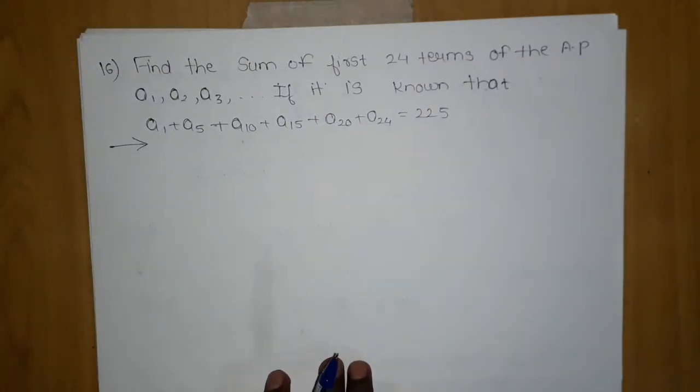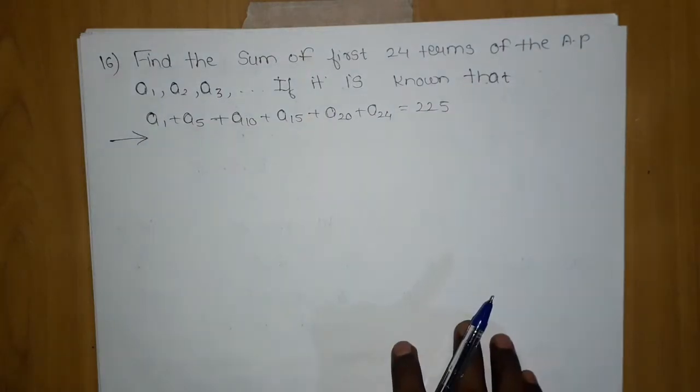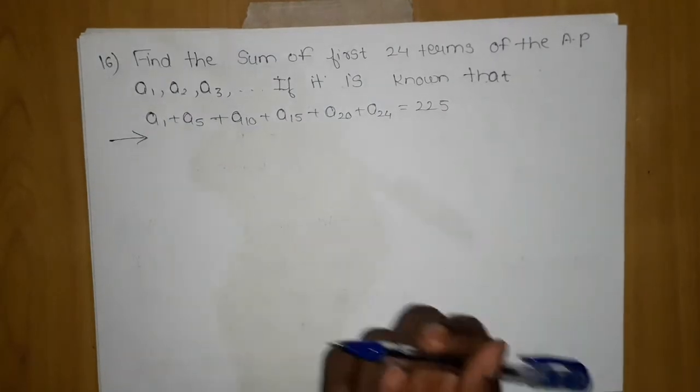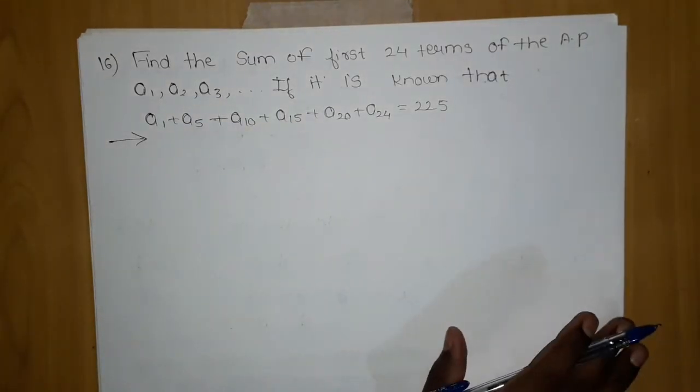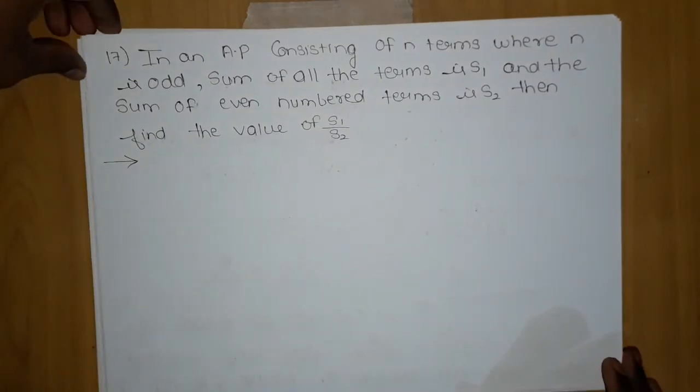The next question is question number 16, which is as follows. Find the sum of the first 24 terms of an AP if it is known. I think we have done a similar question, which was using the n plus 1 concept, so we will not do it. In a previous video we have done such questions. Now let's move on to the next question, question number 17, which is if an AP consists of n terms where n is odd.